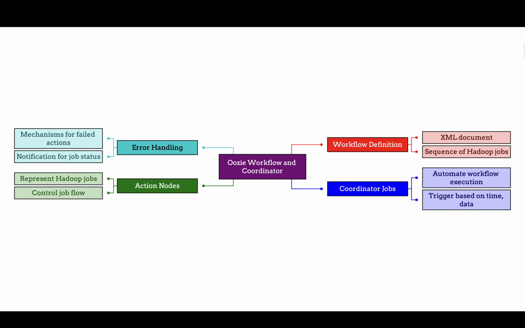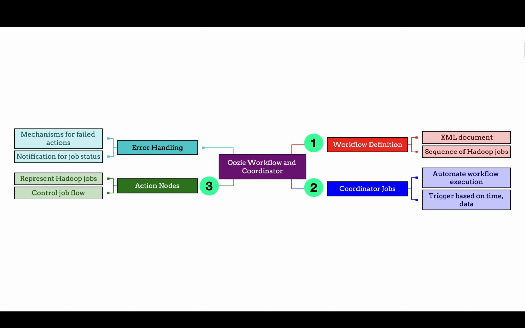Oozie Workflow and Coordinator. 1. Workflow definition. An Oozie workflow is defined as an XML document, in Hadoop process definition language, that specifies the sequence of jobs to be executed. 2. Coordinator jobs. Oozie coordinator jobs are used to automate workflow execution. They can trigger workflows based on time, frequency, and data availability.